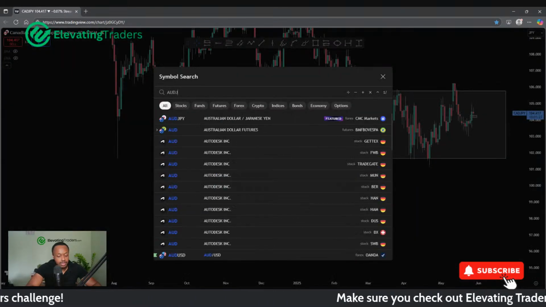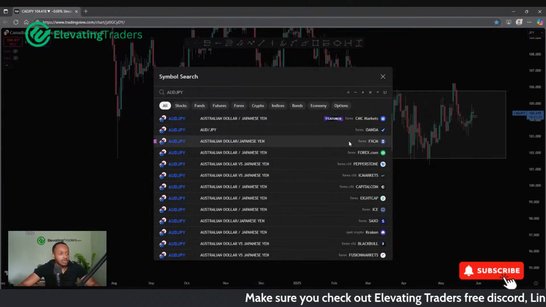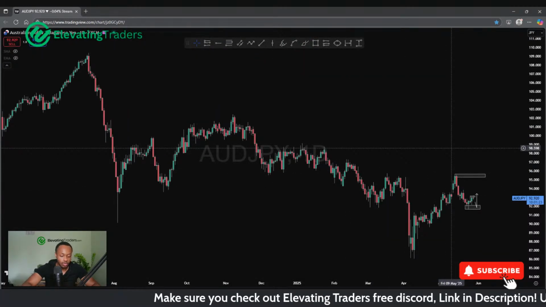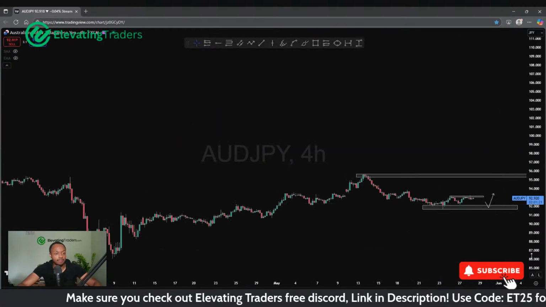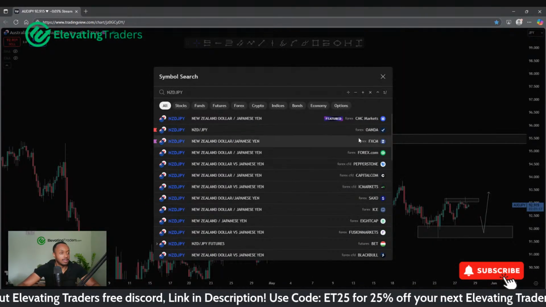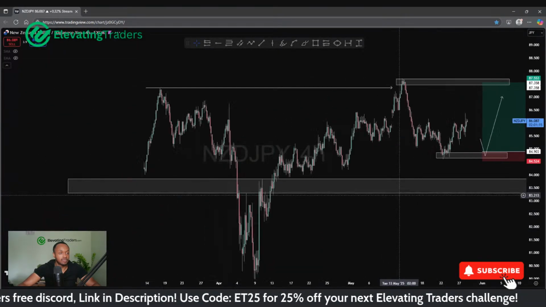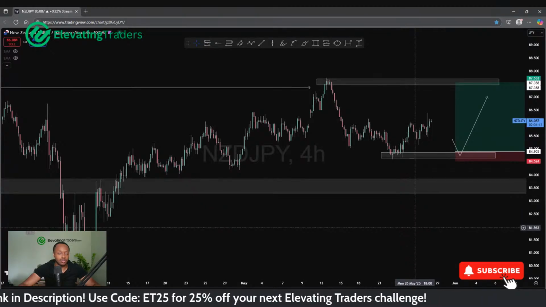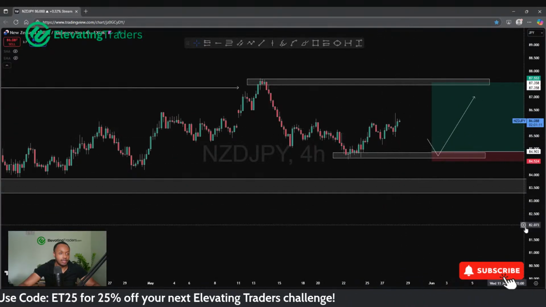The two yen pairs, I'll definitely keep an eye on Aussie yen and New Zealand yen. Not too sure if I'll get entries, but there's nothing wrong with waiting and seeing, of course. I think NZD's a little bit strong right now, so I don't see us coming back down.